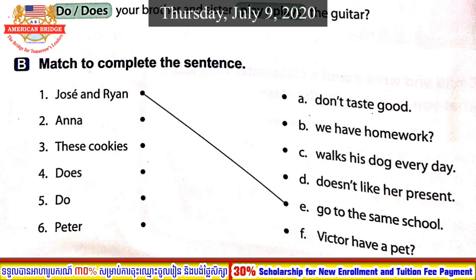And number 5, it is a question too. So do we have homework? And the last one, number 6, Peter walks his dog every day.